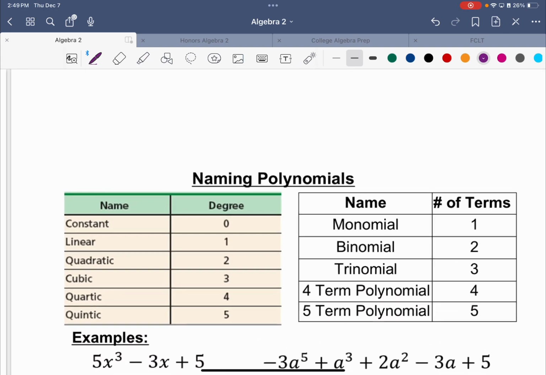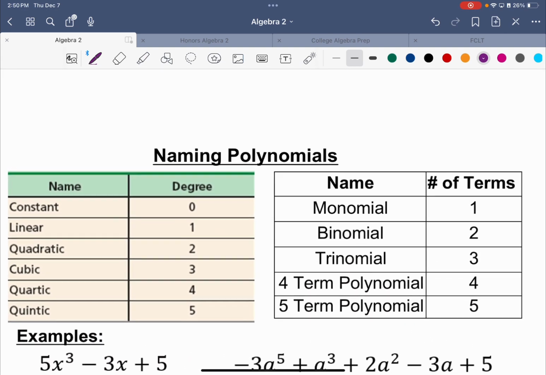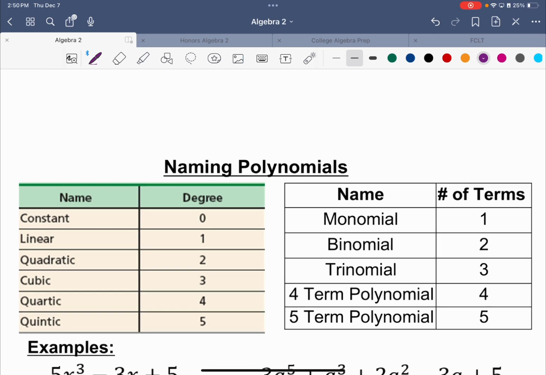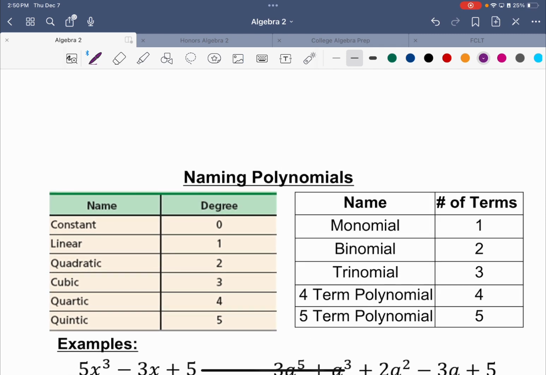Okay, so when we name polynomials, we don't just want to say it's fourth degree or fifth degree. We want to put names to them. We name polynomials in two ways. The first table is naming them by degrees. The second one is naming them by the number of terms. So the green and tan one talks about, if we know the degree, which we just learned how to do, how do we name it?